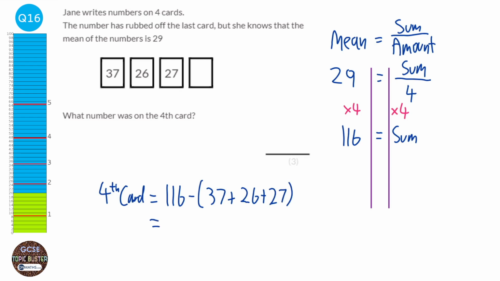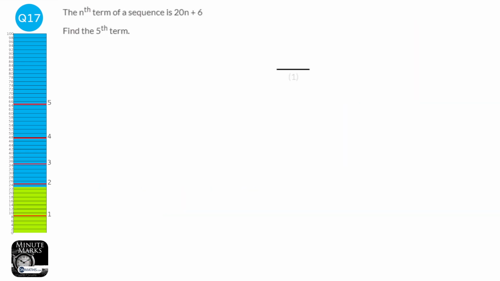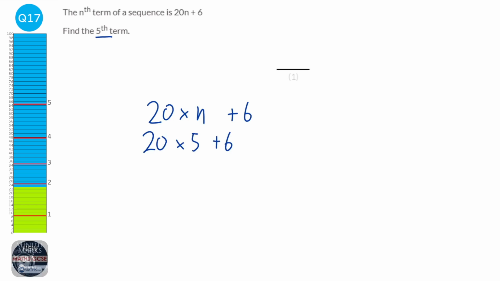And when we do that, we get the answer 26. Now you can easily check this by adding up 37, 26, 27 and 26 again, and then dividing it by 4, and you will get 29. So our sequence, our nth term, is 20 times n plus 6. For the 5th term, n would be 5, so it's 20 times 5 plus 6. 20 times 5 is 100, 100 plus 6 is 106.